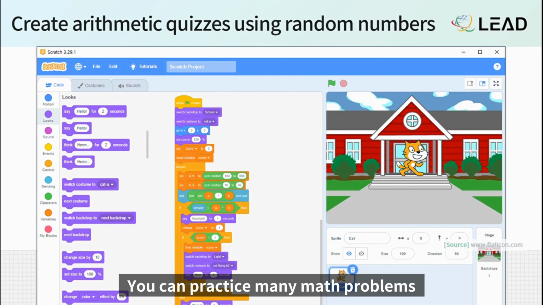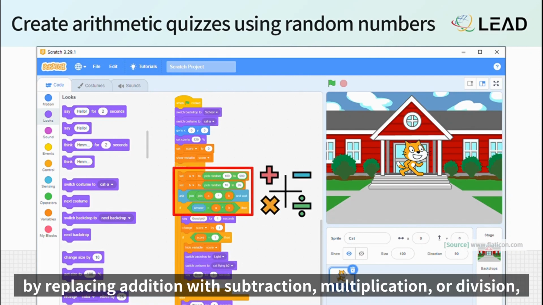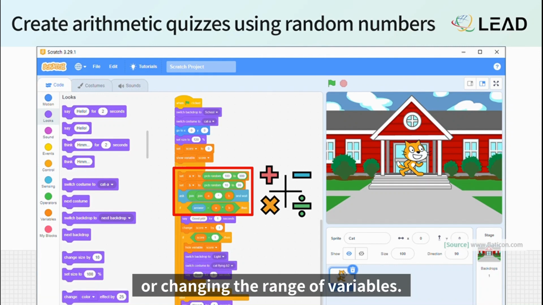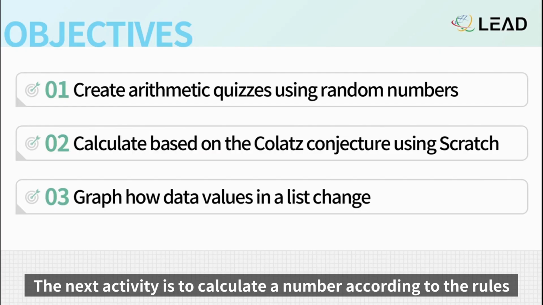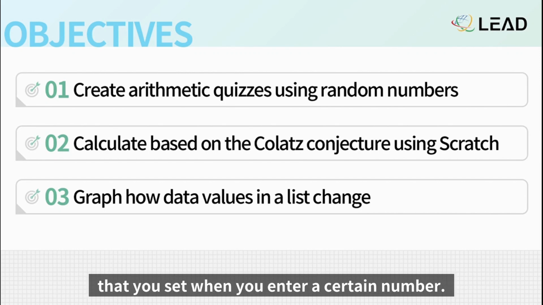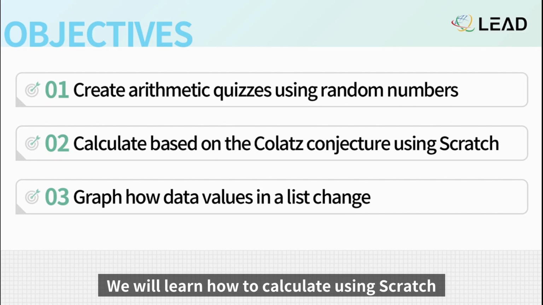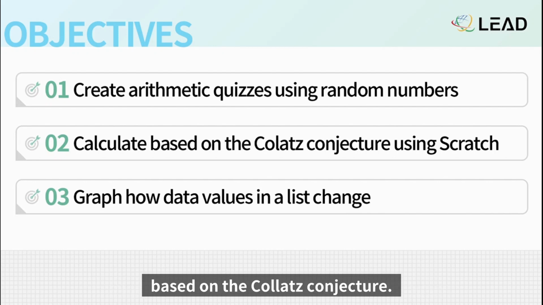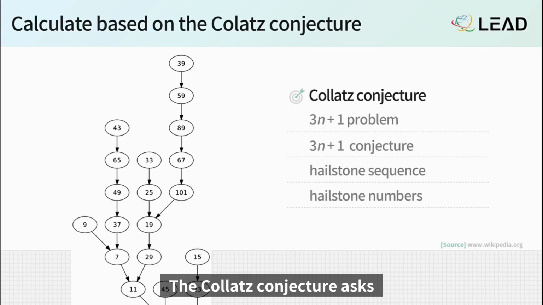You can practice many math problems by replacing addition with subtraction, multiplication, or division, or by changing the range of variables. The next activity is to calculate a number according to the rules that you set when you enter a certain number. We will learn how to calculate using Scratch, based on the Collatz conjecture.